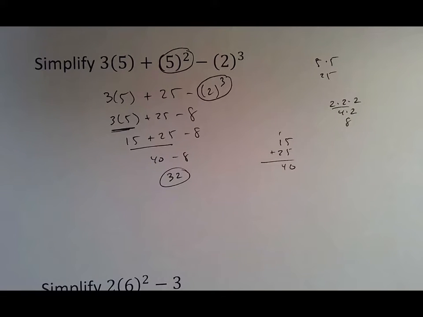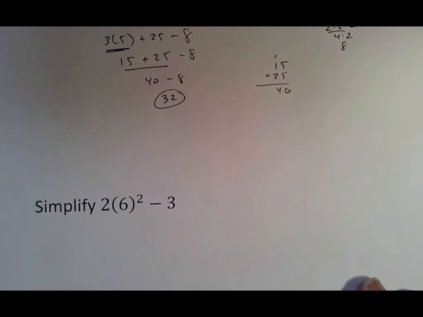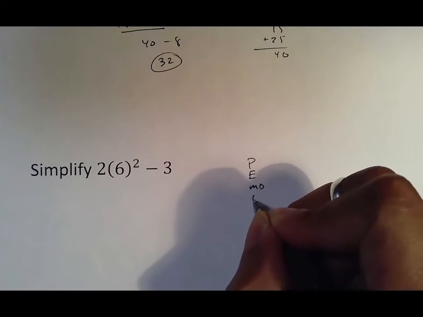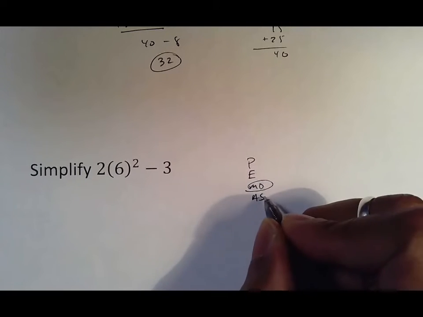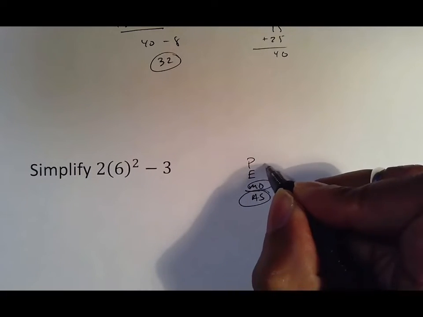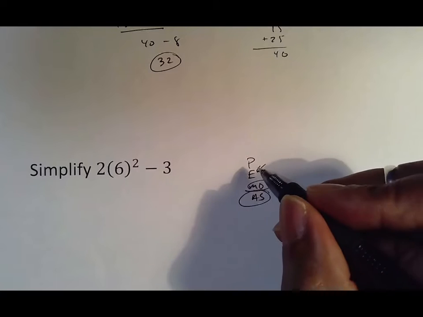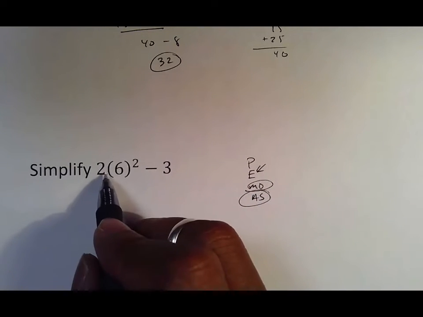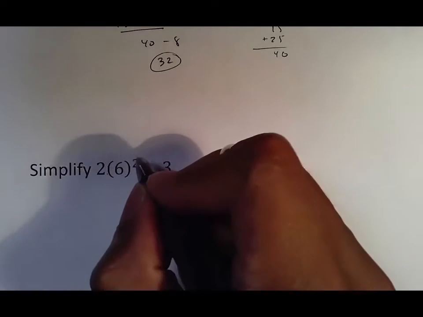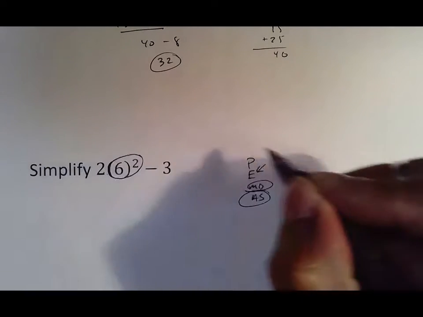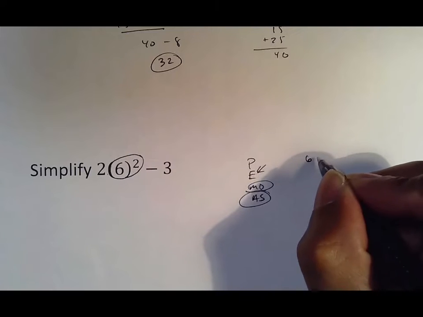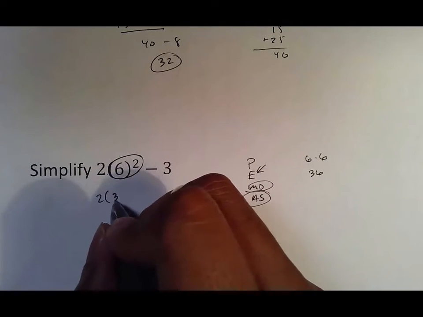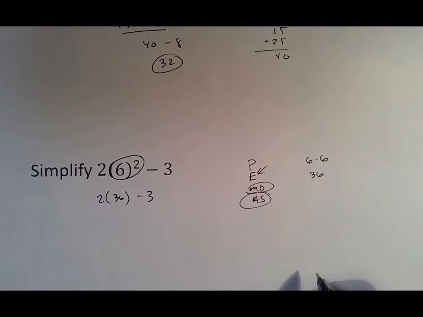All right. The exponent must go first. You can get to the other things that we know, but you do not do multiplication, division, addition, subtraction until the exponent is taken care of, because the exponent goes in front of all that. So when you see this problem, don't do this. This is not a parentheses. This is multiplication and an exponent, which I see. So 6 to the second means 6 times 6, which is 36. So 2 parentheses 36 minus 3.